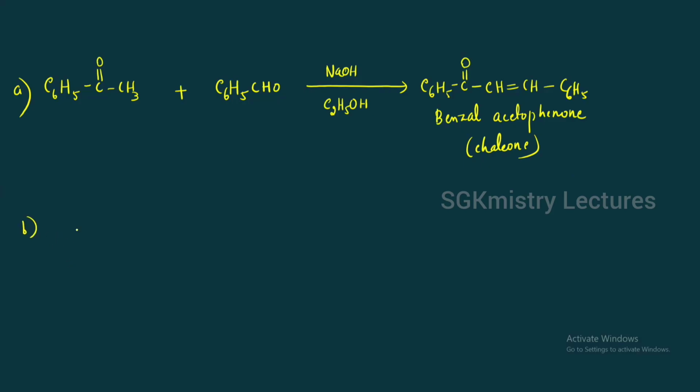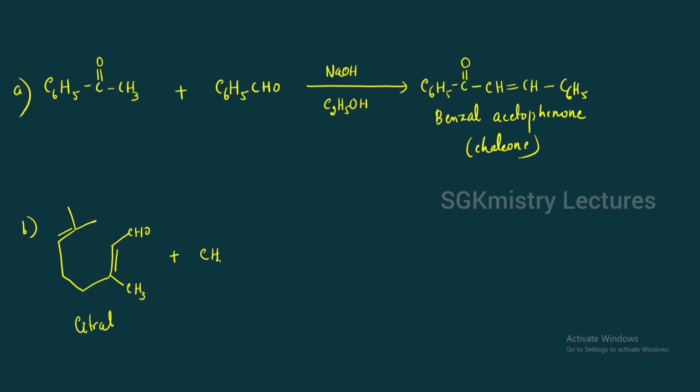So now, if you're taking citral, so here we have CHO, double bond, CH3, here double bond, and here there are 2 methyl groups. So this is citral.